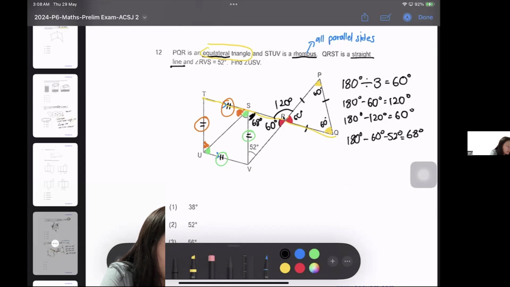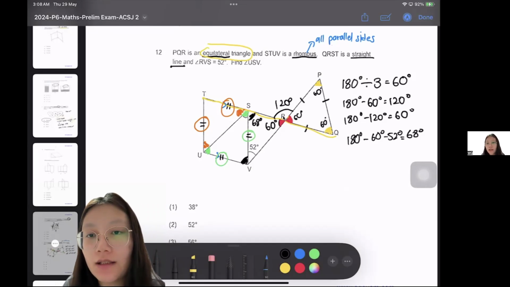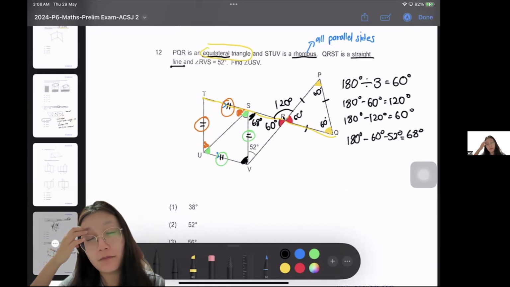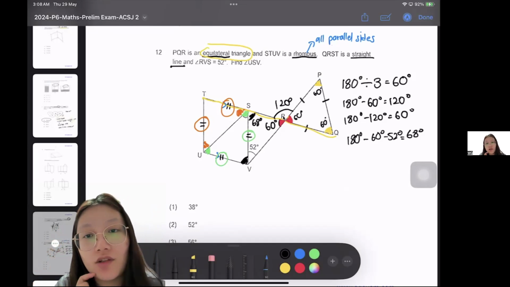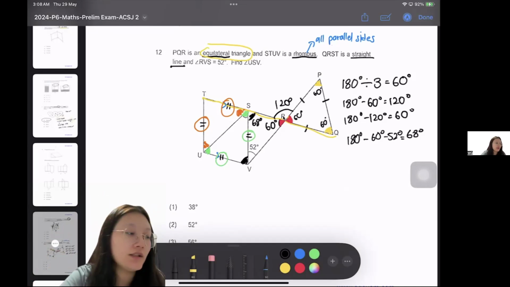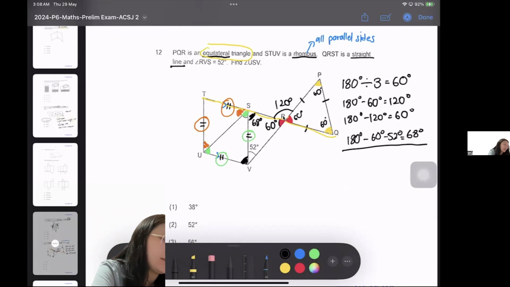So what you need to do is find this one over here. For this one, the black one that I just shaded, that one is all angles between parallel lines add up to 180 degrees. So actually, you already did it here, 180 degrees minus 60 minus 52. So this is also 68 degrees. Okay, so you didn't need to find the one I'm erasing. You need to find the one that I just found, which is this.